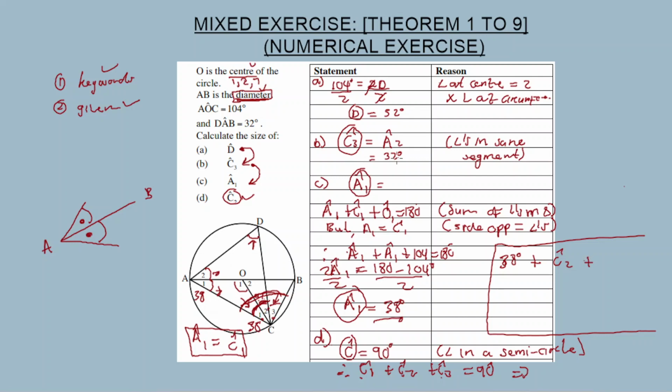C3 ngimcalculateile ubani. 32 is equal to 90 degrees. 38 plus 32, 60, 70, so 70 plus C2 is equal to 90 degrees. C2 is equal to 90 minus 70, 80, 90. So our answer is about 20 degrees. So our C2 is equal to 20 degrees.